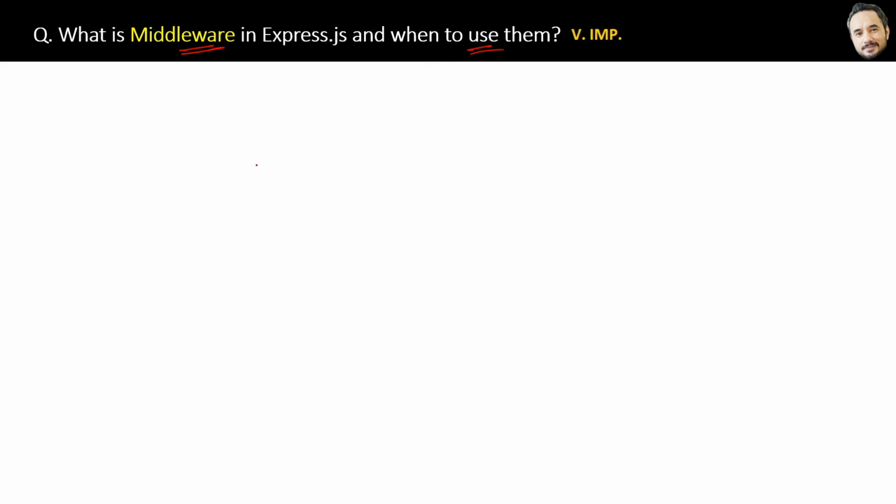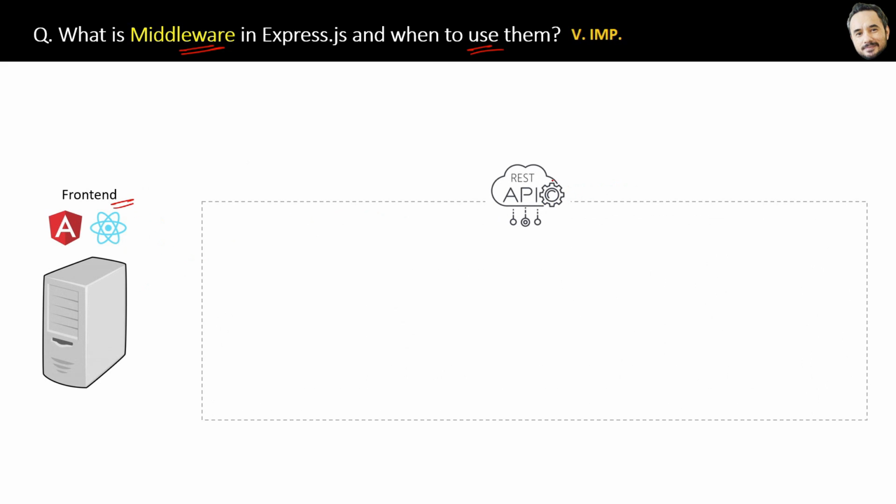What is middleware in Express.js and when to use them? Very important question. Let's understand with the help of a flow diagram. First, we already know we have a front end and here is our REST API, suppose. Now let's suppose it is created in Express, right? That we have to assume.